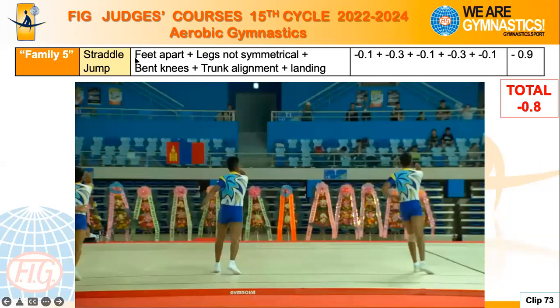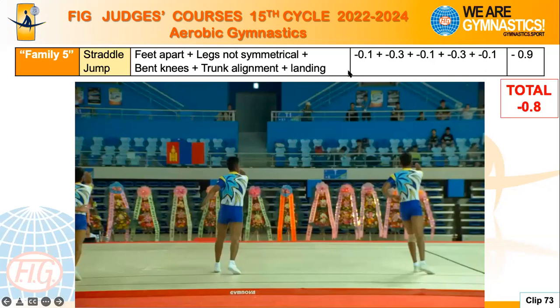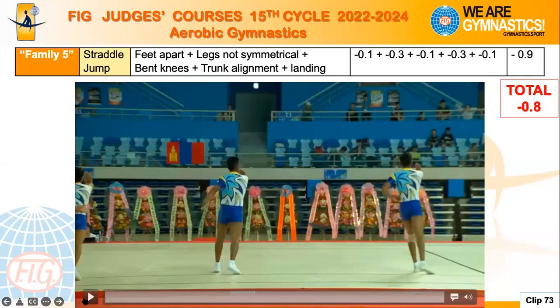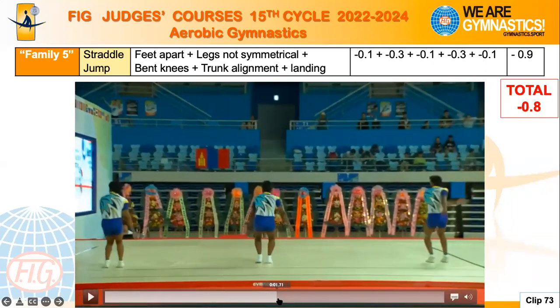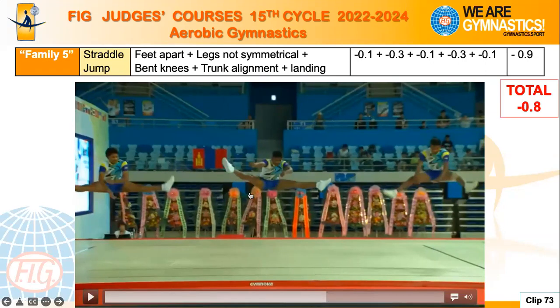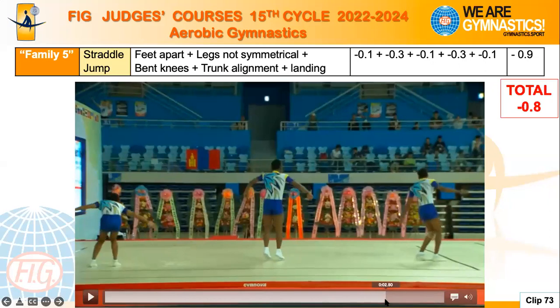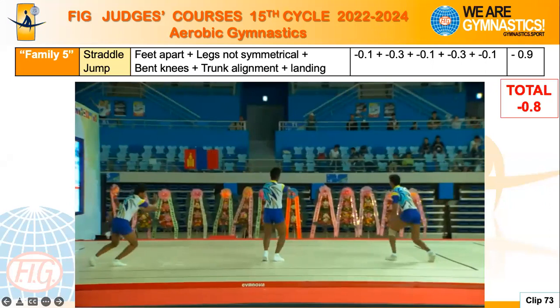For straddle jump: feet apart, legs not symmetrical, and bent knees, trunk alignment and landing. For this case, 1, 3, 1, 3, 1, but you can see. Okay, feet apart to take off already. And when I say legs not symmetrical, it means like this. This is not symmetrical. It should be like this, right and left the same. This is already one side up, one side down, straight. Then they have bent knees and trunk alignment and landing. Okay, error. So one more time. So it's not only the angle of legs, but whether they are symmetrical or asymmetrical.